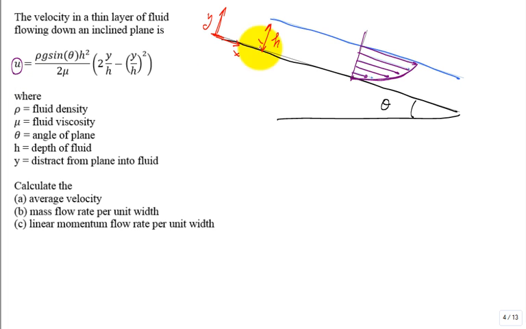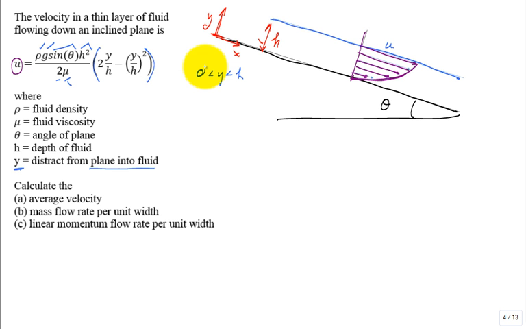And what we find is U, the X component going in this direction, is a function of rho, the mass density, g, the gravitational acceleration (without some sort of gravitational weight of the fluid, you wouldn't have flow going down the plane), sine of that angle of inclination, H squared, so the thickness of that fluid layer squared, divided by 2 times the dynamic viscosity of the fluid. And then you have this part right here, which is 2 times y over h minus y over h quantity squared. So I think we understand all those terms. Again, y is that distance measured from the plane into the fluid, and the fluid layer goes from y of 0 to y of h.